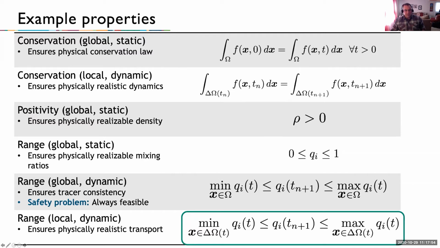And this is important because that creates a safety problem. In the slides that follow, we'll talk about the optimization problem we need to solve. And this is important because these global bounds create an optimization problem that is always feasible. But the one we actually target is local dynamic range preservation, so that the maxima and minima in the discrete domain of dependence are what we preserve in our problems.